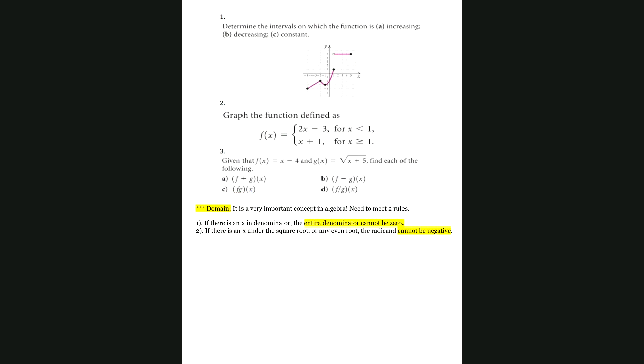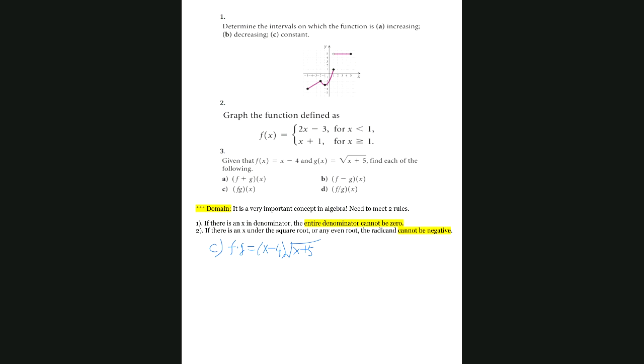So we're just going to multiply f times g, okay? So f is x minus 4, g is square root of x plus 5, and that's it. You don't have to distribute it in, that's the final answer, okay?